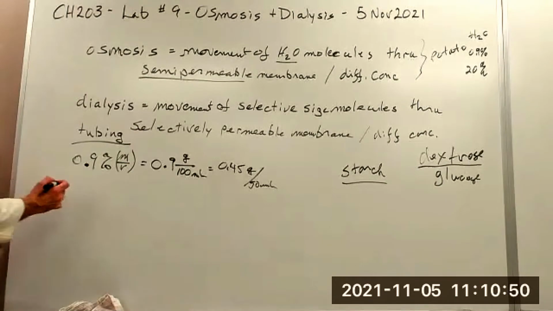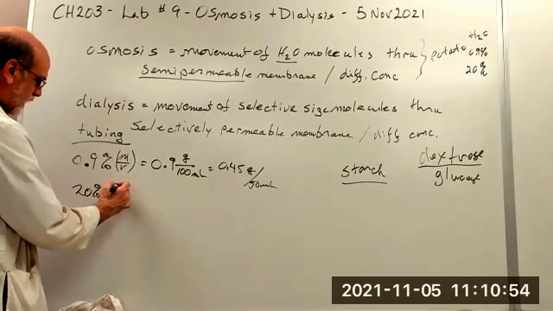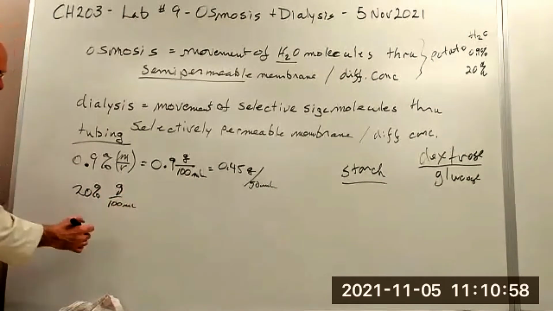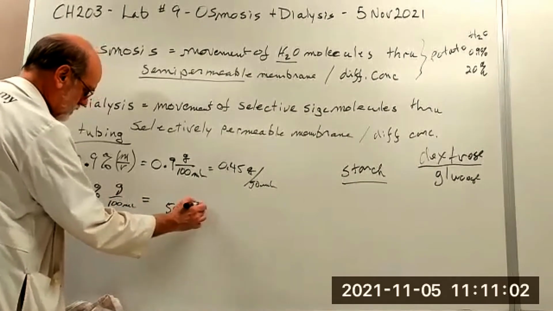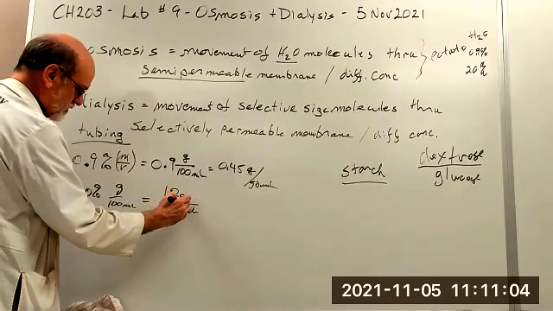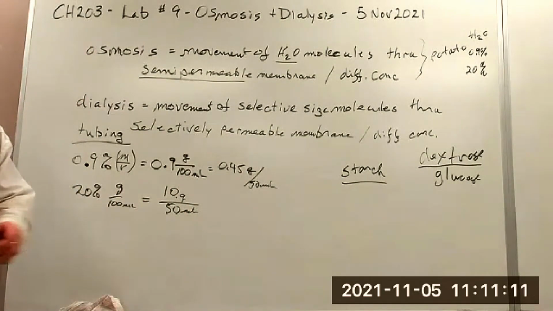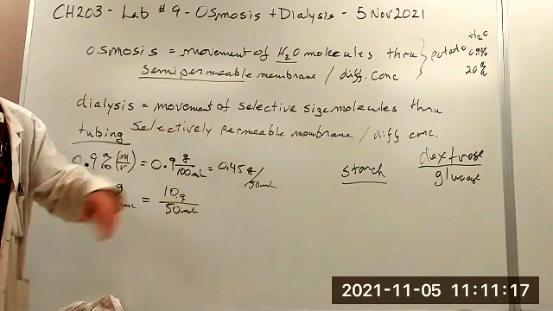How about the other one? 20%. Right. That would be 20 grams per 100 milliliters. So in 50 milliliters, how many are you going to need? 10 grams. That's a lot of salt. It'll take a while for that to dissolve. So if it was me, I'd weigh this one out first and get it started. And go weigh out the other one.